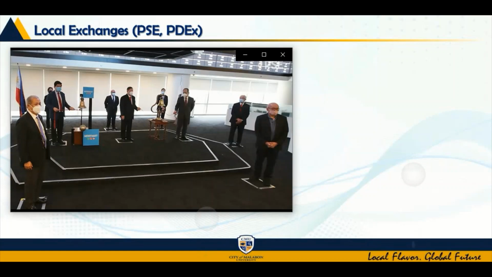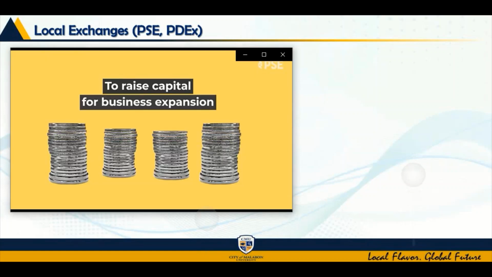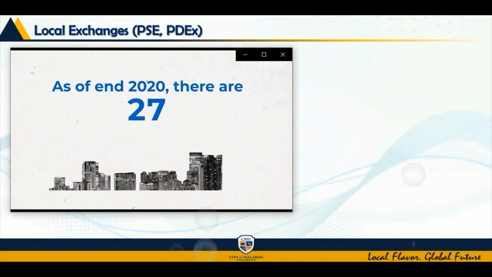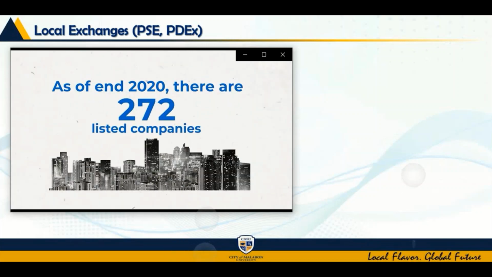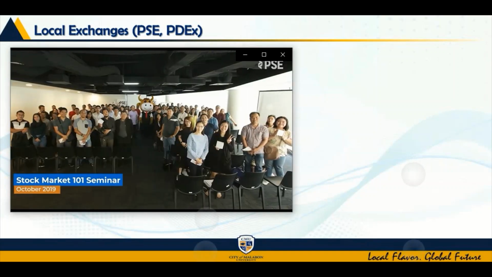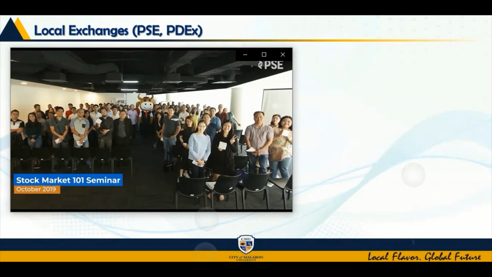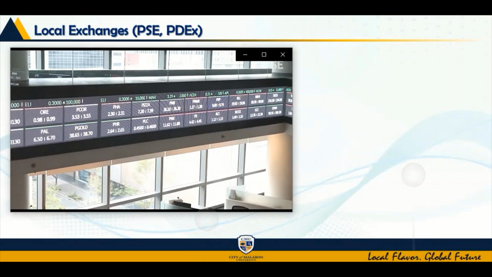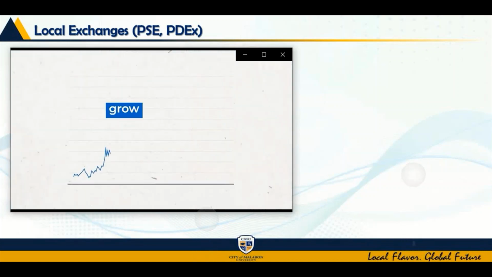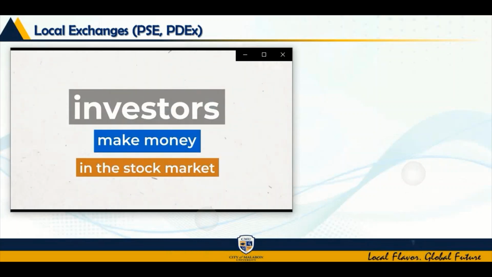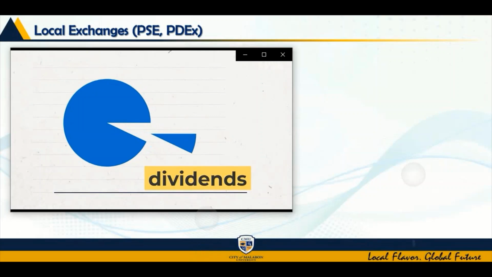The PSE is a venue for companies to raise capital for business expansion. As of end 2020, there are 272 listed companies at the PSE. The PSE also serves as the marketplace for investors looking for equity-based financial instruments. It helps investors build their wealth as stock investments have the potential to grow over time. Investors make money in the stock market through price appreciation and dividends.